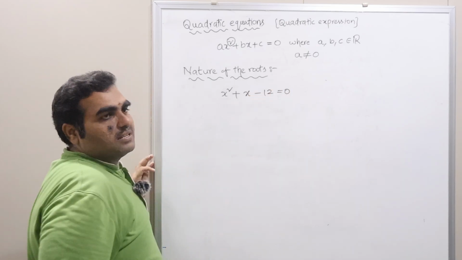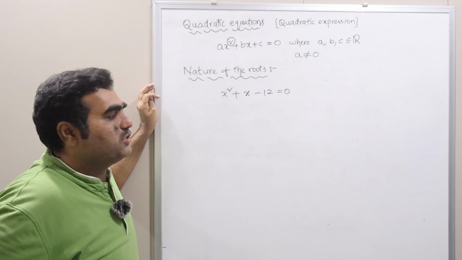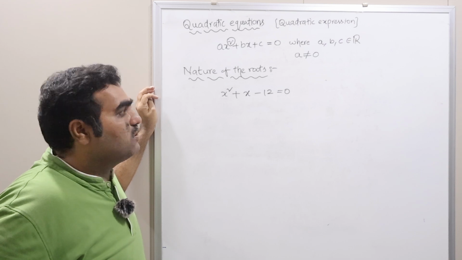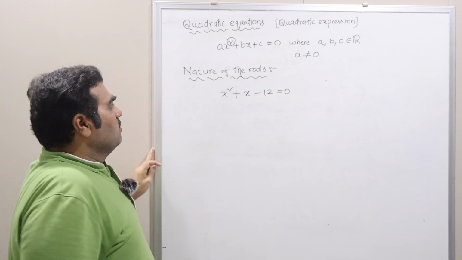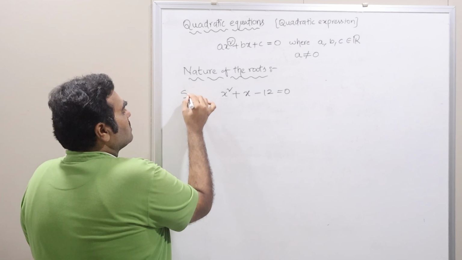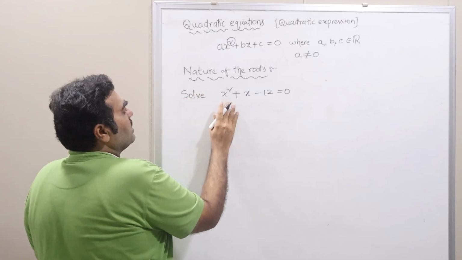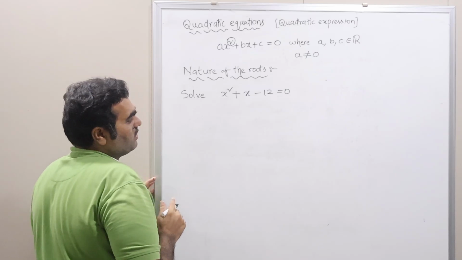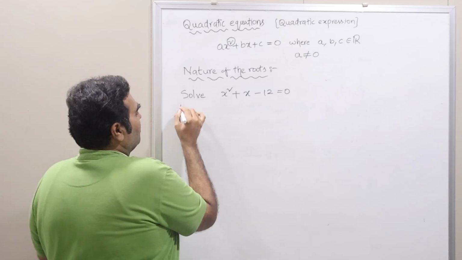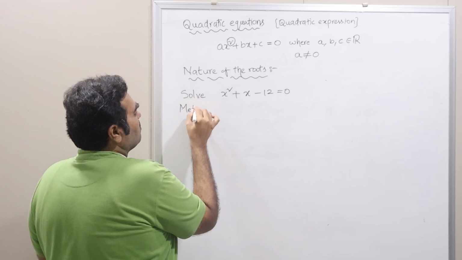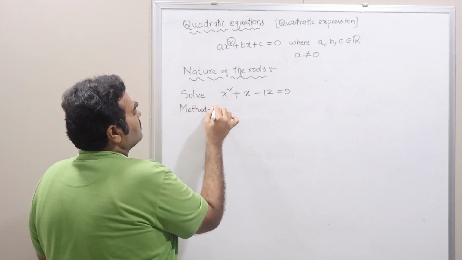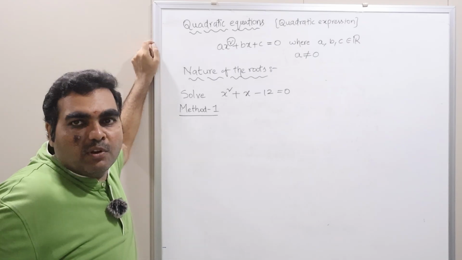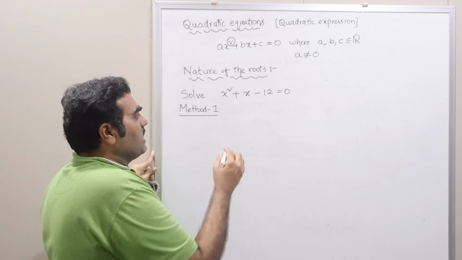Let us consider this simple quadratic equation: x square plus x minus 12 is equal to 0. So the question is, solve the quadratic equation x square plus x minus 12 is equal to 0, right? There are multiple approaches to solve this problem. There are two methods. Let us see method 1, which you used in your high school, which is based on factorization.